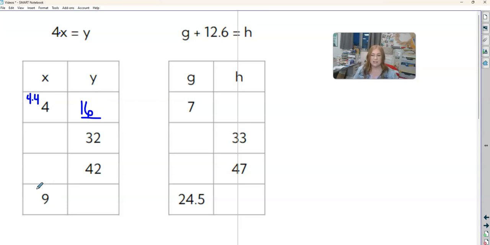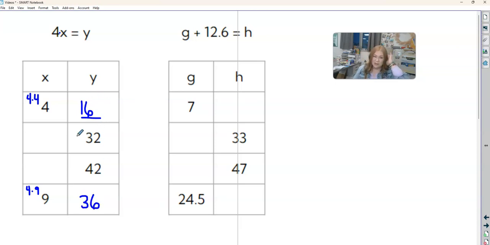So let's go ahead and finish this other one that has the x already listed. So this one means 4 times 9. We're just plugging in the 9. 4 times 9, so 9, 18, 27, 36.